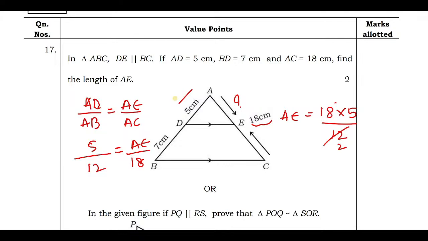6 2s are 6, 3 5s are 15 by 2. What you get is 7.5 centimeter. Therefore the length AE is 7.5 centimeter. Using the concept of basic proportionality theorem or Thales theorem, dear students, definitely you can expect the theorem or the problems on basic proportionality theorem.